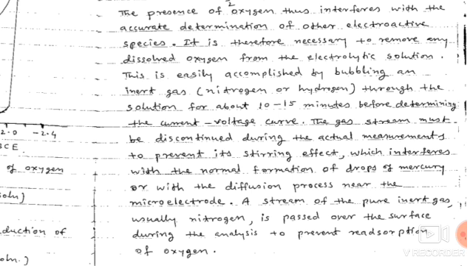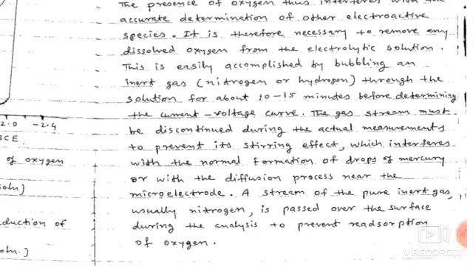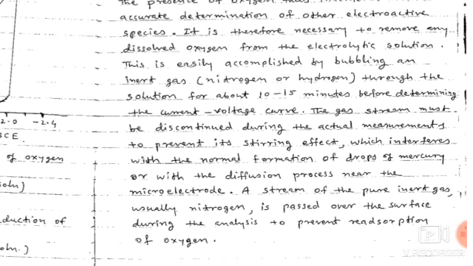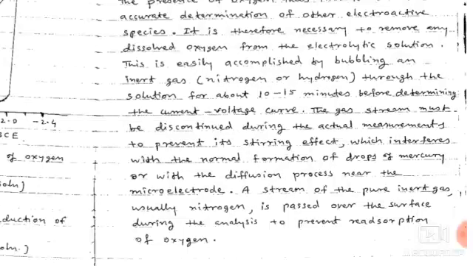The gas stream must be discontinued during the actual measurements to prevent its stirring effect, which interferes with the normal formation of drops of mercury or with the diffusion process near the microelectrode. A stream of pure inert gas, usually nitrogen, is passed over the surface during the analysis to prevent reabsorption of the oxygen.